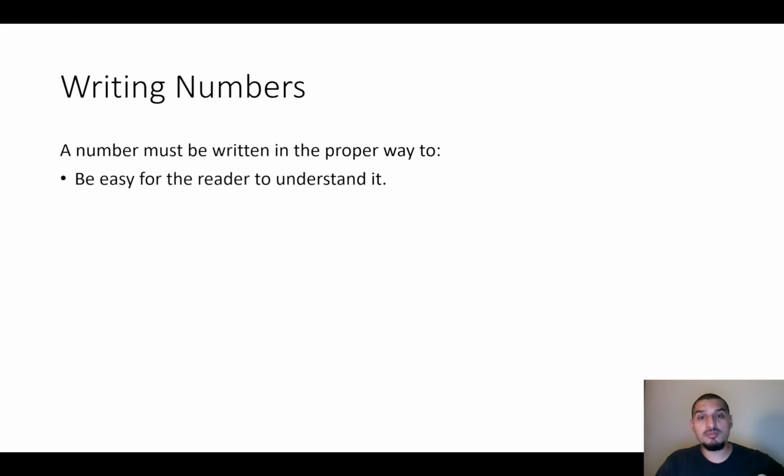So when I write a number, I should do my best to make it easy to understand, to not confuse the reader, so that the reader doesn't put a lot of effort into understanding the value of the number, and to not distract him, because we'll see some cases where numbers are very distracting. I'll give you some examples of numbers that are not written in a proper way, and then we will see how to write them in a proper way.